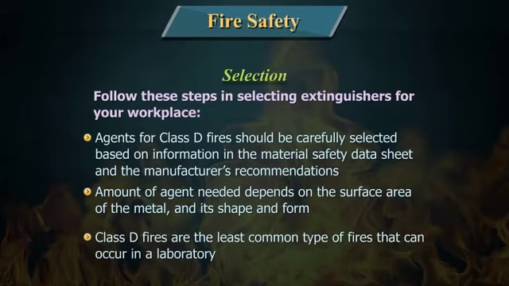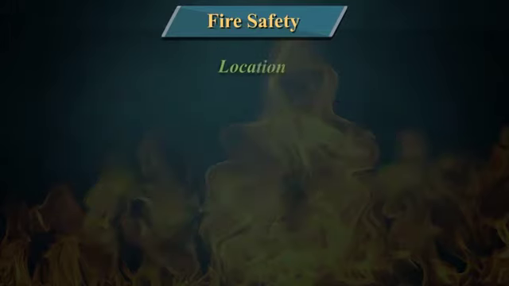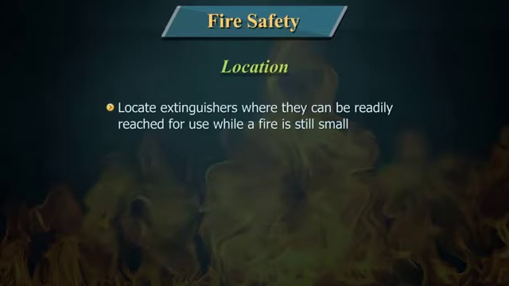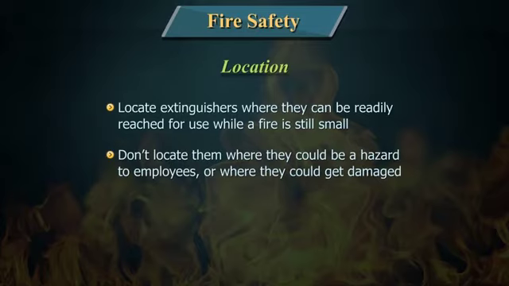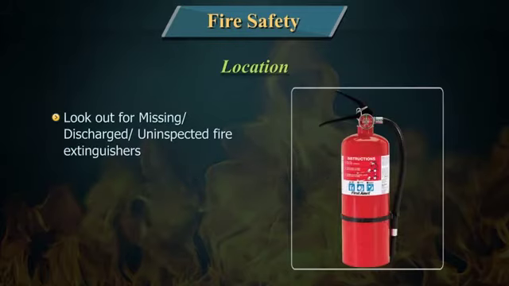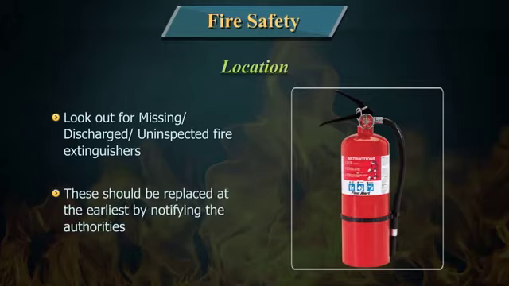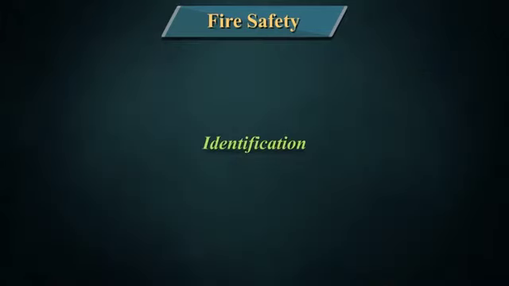Class D fires are the least common type of fires that can occur in a laboratory. Location: locate extinguishers where they can be readily reached for use while a fire is still small. However, don't locate them where they could be a hazard to employees or where they could get damaged. Look out for missing, discharged or uninspected fire extinguishers. These should be replaced at the earliest by notifying the authorities.